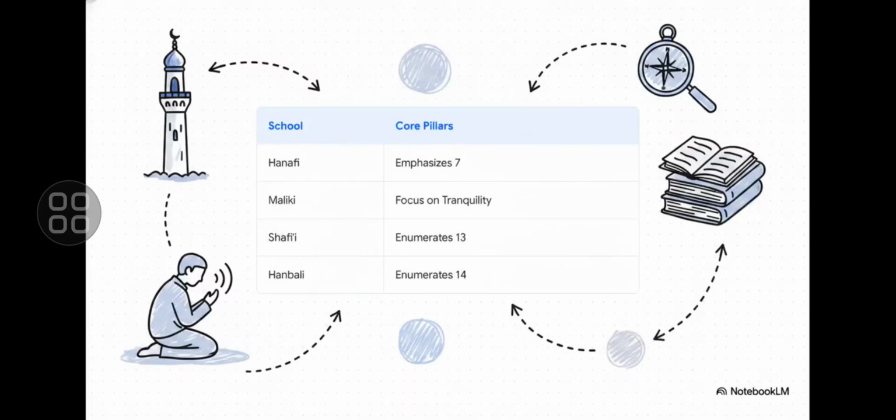Now, it's super interesting to note that the 4 primary Sunni schools of thought, Hanafi, Maliki, Shafi'i, and Hanbali, actually enumerate these absolute pillars differently. The Hanafi school emphasizes 7 core pillars, while the Shafi'i and Hanbali schools break them all the way down into 13 and 14 distinct pillars. The Maliki school, meanwhile, puts a massive stress on continuous tranquility in every single posture. And we should point out, these aren't contradictions. It's just a rich, pluralistic legal tradition. They're all looking at the exact same prophetic evidence, but applying different methodological lenses to define that structural core.